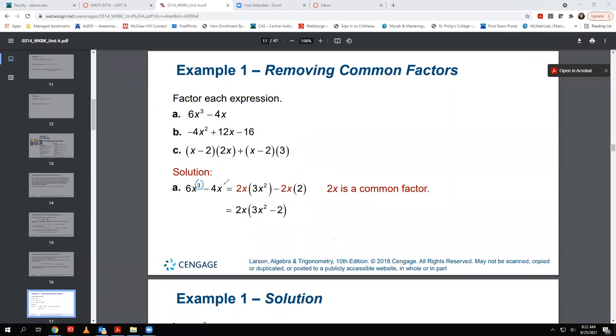You got it. Good. Okay, so then between 3 and 1, 1 is going to be my lowest, right? And so that's why you'll notice that they factor out a 2 for the number part and an x to the 1 for the variable part, okay?